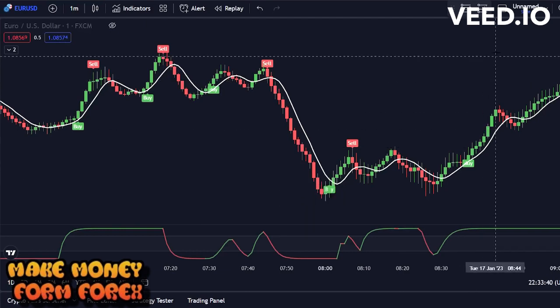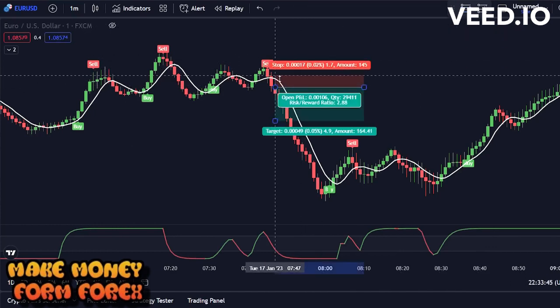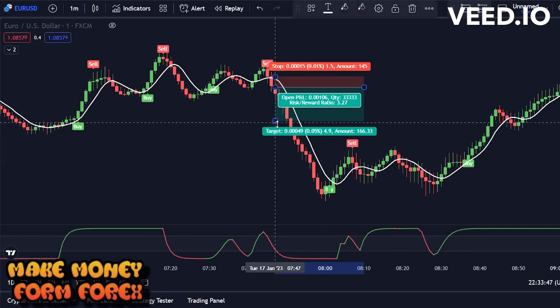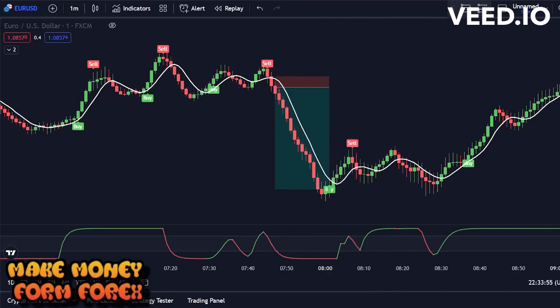All of these conditions were met here, so we enter a short trade. We will set the stop loss just above the white line. And the first candle which closes green is this one, so we exit the trade here.